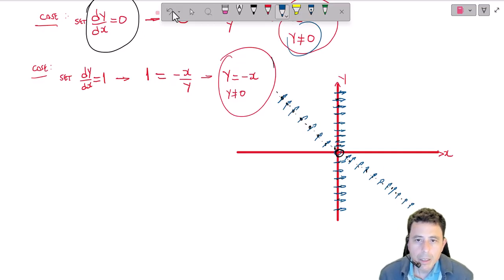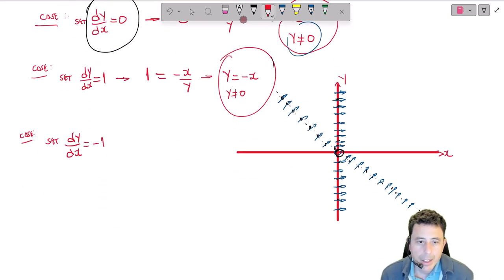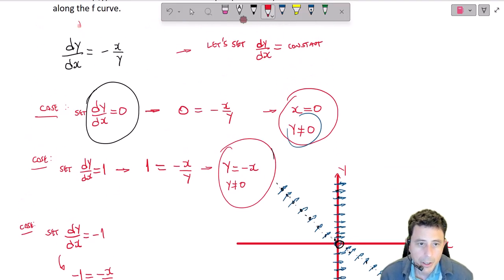Okay. Let's do 2 more here. Let's see another case. Let's set the derivative to be equal to negative 1. Notice that I'm choosing these constants, right? Remember that I'm setting the derivative equal to a constant. I'm picking easy constants, right? 0, 1, negative 1, because I know how the derivative looks like. So if the derivative equals negative 1, then this would be negative 1 equals negative x over y. Again, that's according to the ODE here.